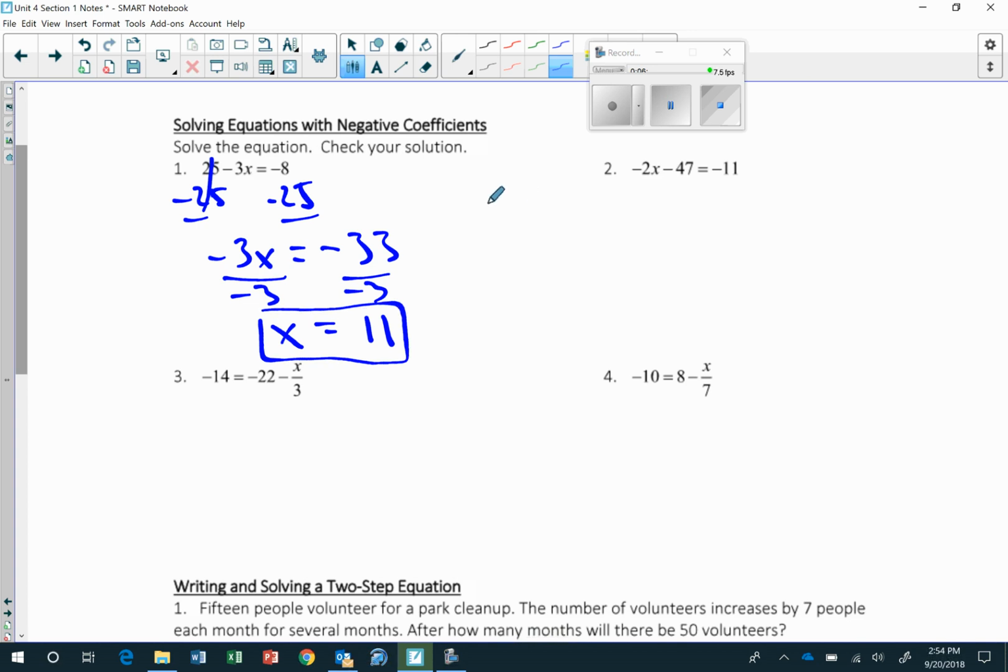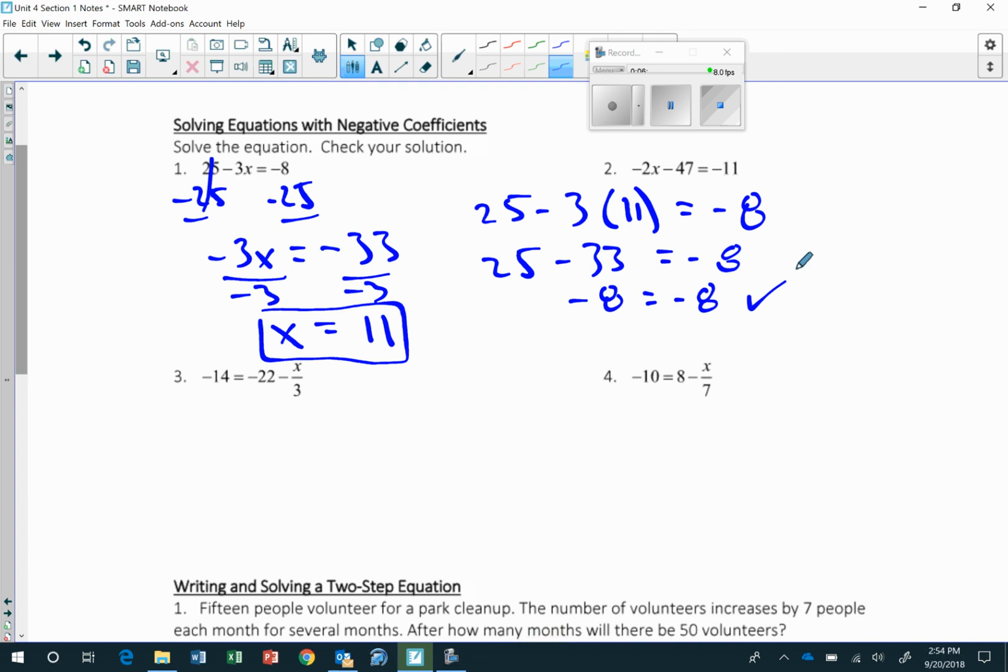Now I can plug that in to check. So I have 25 minus 3 times 11 equals negative 8. So I have 25 minus 33, which is negative 8. So I know I worked that out correctly. Number 2, I'm going to leave for you guys. So go ahead and pause the video if you need to. I'm going to drop down here and do number 3, just to give you a different type of example.